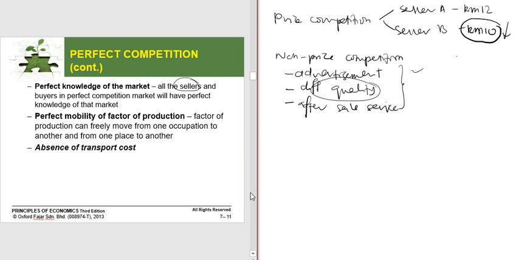And then mobility of factors of production, meaning it's easy for the factors of production to move from one production, from one seller to the other seller.